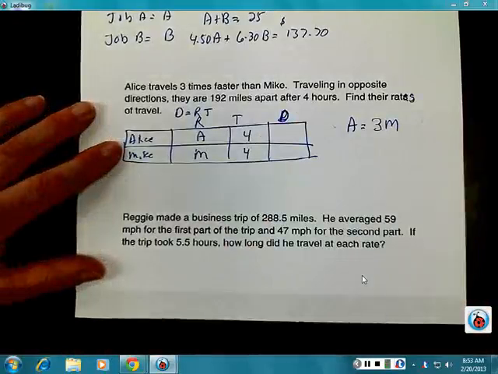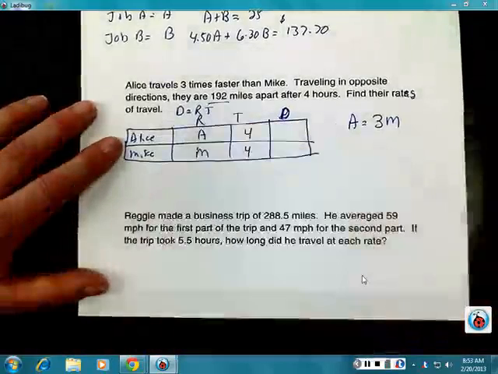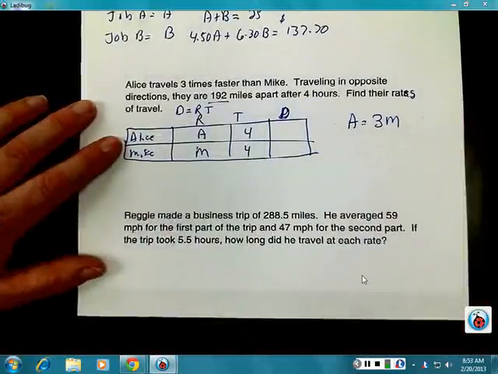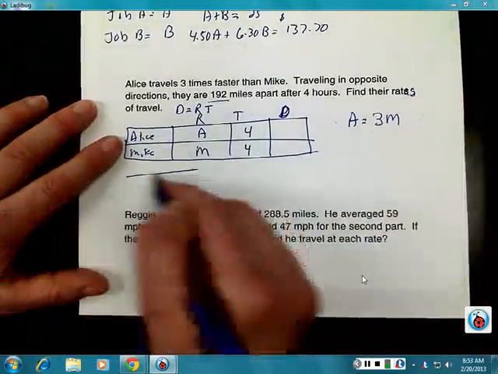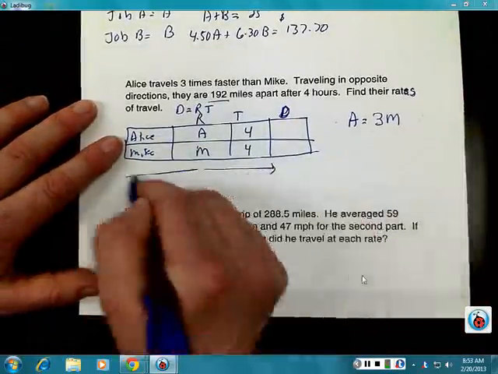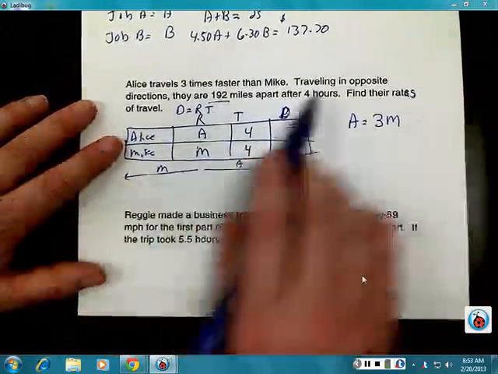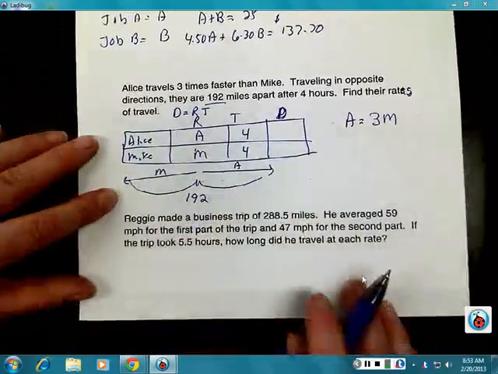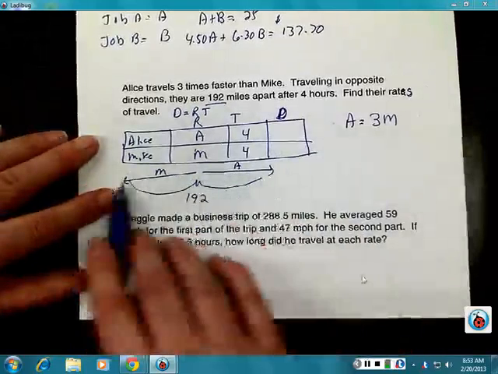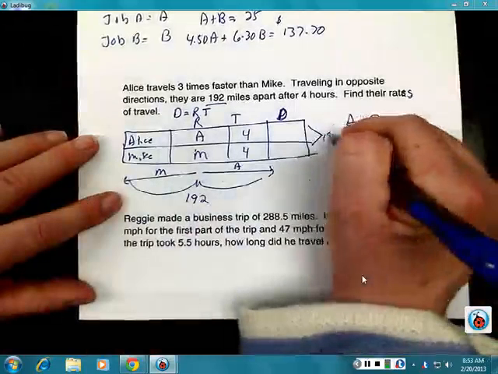Correct. And what did they do? Different directions. So did each one travel 192 miles? No, they were 192 miles apart. If you draw this out, remember, it's kind of like the train one we just did a little while ago. Mike is traveling this way and Alice is traveling this way, in opposite directions, and this together equaled 192. So the total value of this was 192. Be careful with those, because my distance is 192.